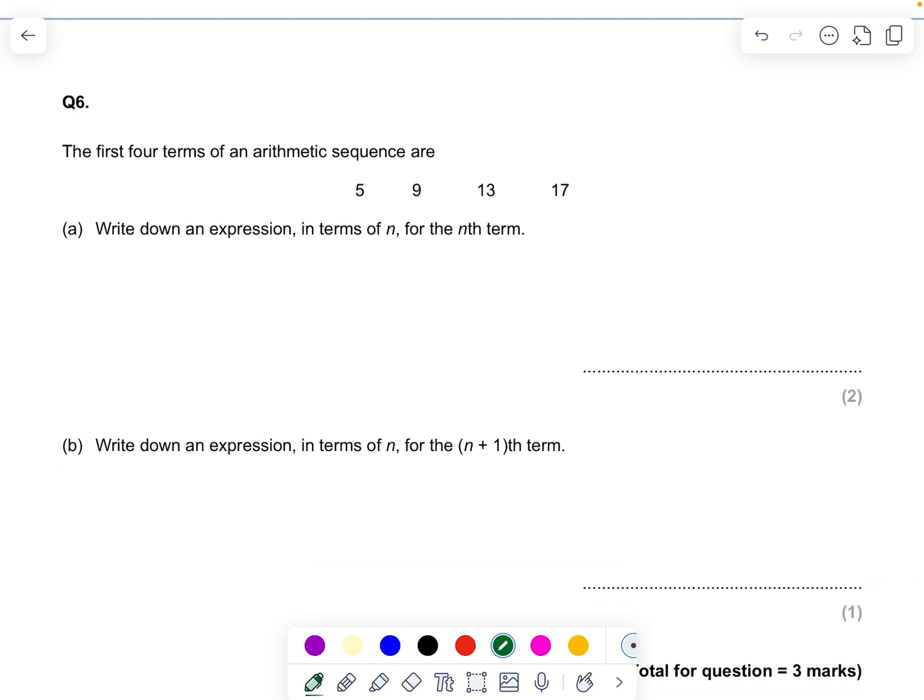Okay, write down an expression in terms of n for the nth term. So it's going up in 4s. So you know it has something to do with the 4 times table, so 4n. I write the 4 times table above it, so 4, 8, 12, 16. And then, if I look at the 4 times table, each one is add 1. Add 1 each time. So plus 1.